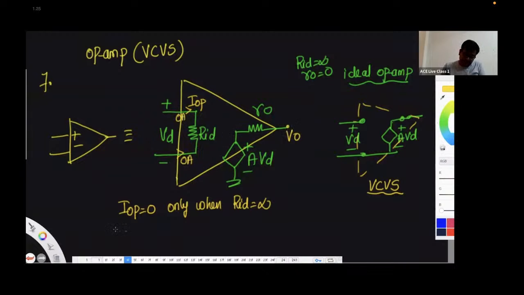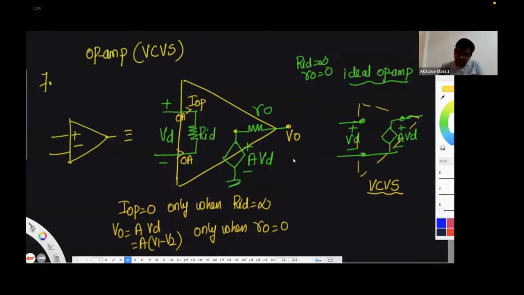And why V0 is AVD? In an op amp, we always say V0 is AVD, or we say V0 is A times of V1 minus V2. V0 will be AVD only when R0 is 0.